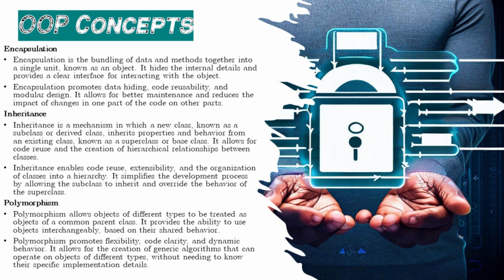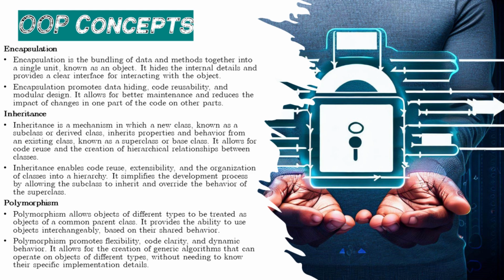Inheritance allows a new class, known as a subclass or derived class, to inherit properties and behavior from an existing class, known as a superclass or base class. It enables code reuse and the creation of hierarchical relationships between classes. Inheritance simplifies the development process by allowing the subclass to inherit and override the behavior of the superclass.